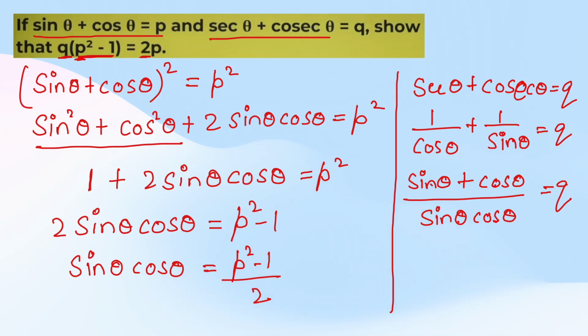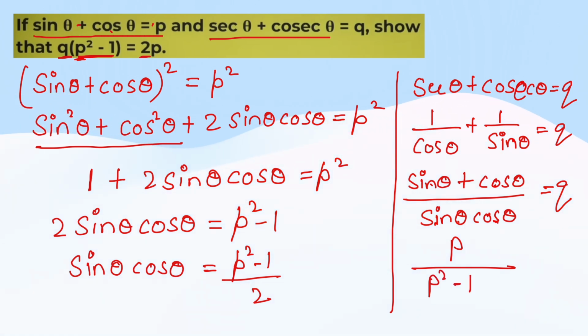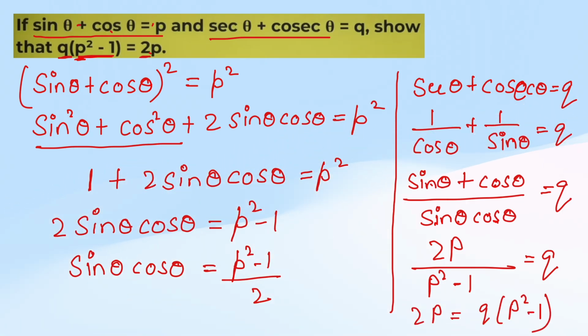This sine theta plus cos theta is p, right? So p, and what is sine theta cos theta? It is (p square minus 1)/2. 2 will move to the other side. Okay, I need to find the value of 2p. So 2p will be equal to q into (p square minus 1). And that is the proof that we had to prove. Clear?